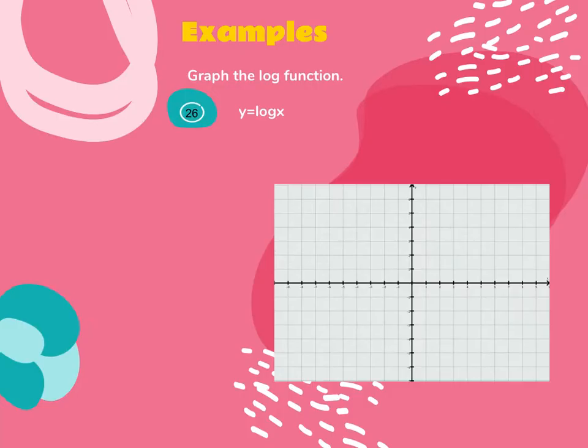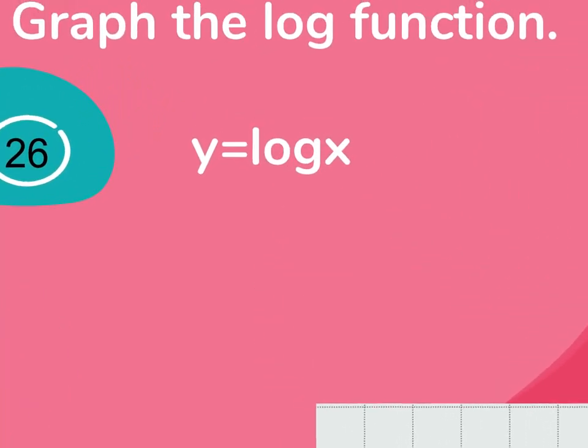Now this is going to take on the same shape as the base 2 that I just did in number 25, except it's going to go up a little bit slower. So let's go ahead and first transform it into exponential. Now notice my equation here. Notice it's missing the base.